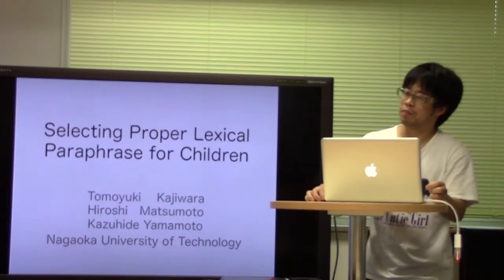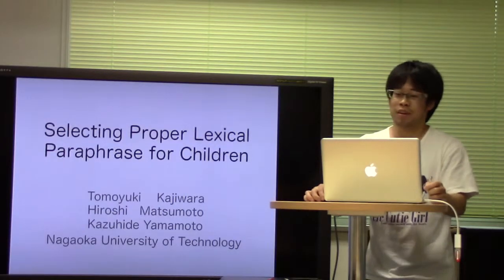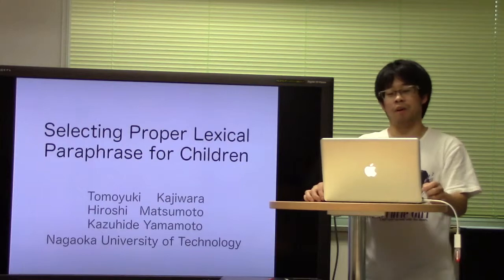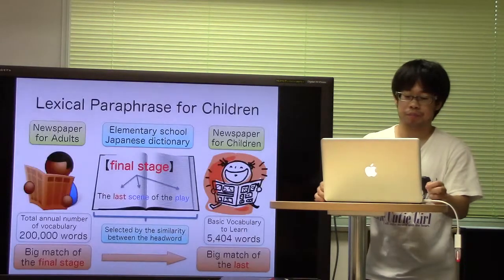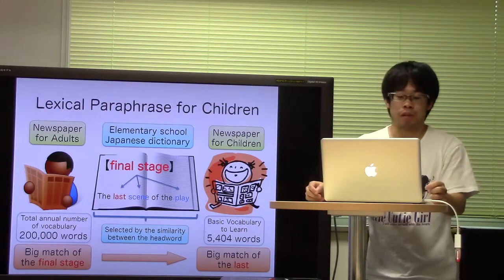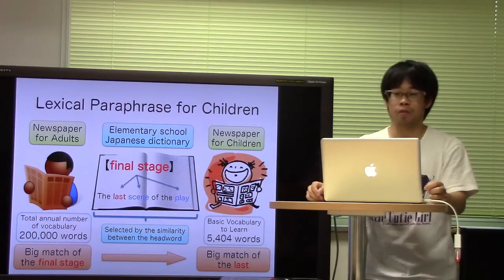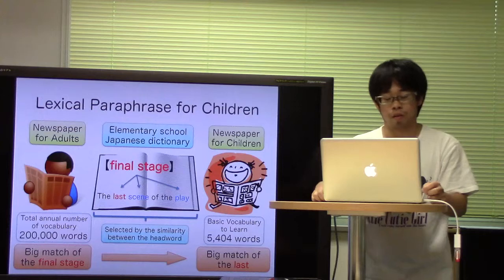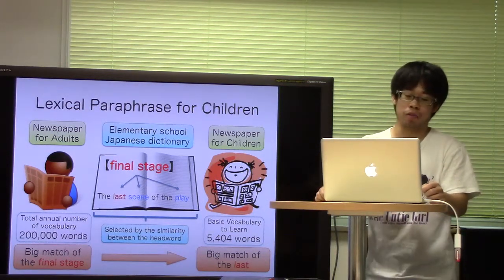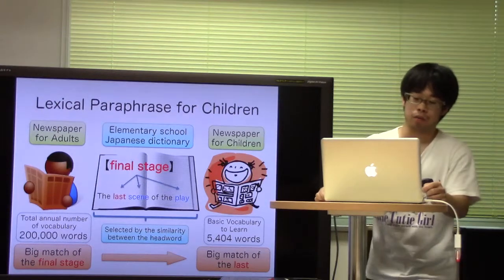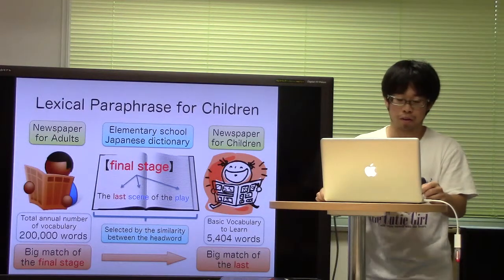The title of the presentation is Selecting Proper Lexical Paraphrase for Children. Okay, let's start. We simplify the text of newspaper articles, especially for elementary school students. About 20 million words are used every year in the newspaper articles for the general public.